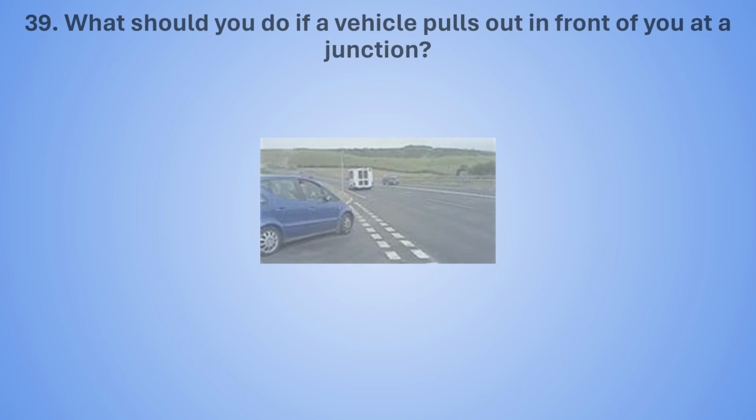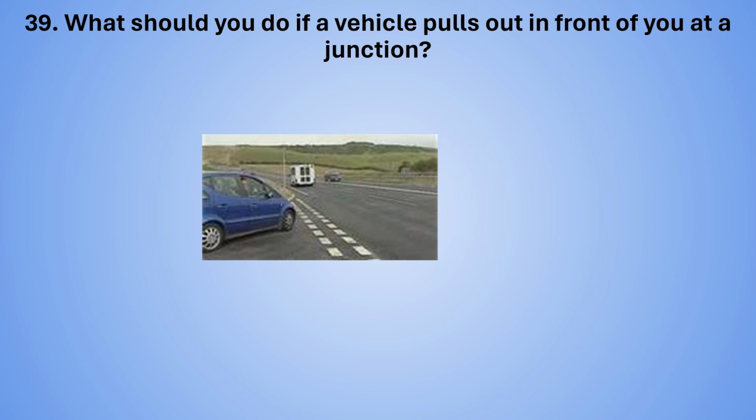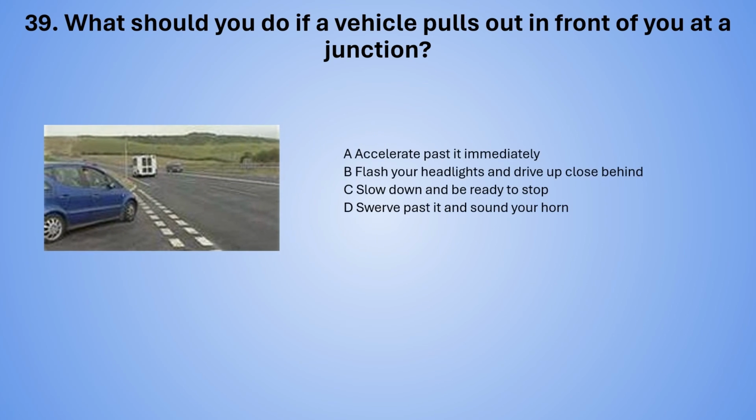Next question. What should you do if a vehicle pulls out in front of you at a junction? A. Accelerate past it immediately. B. Flash your headlights and drive up close behind. C. Slow down and be ready to stop. Or D. Swerve past it and sound your horn. 5, 4, 3, 2, 1, and the correct answer is C.